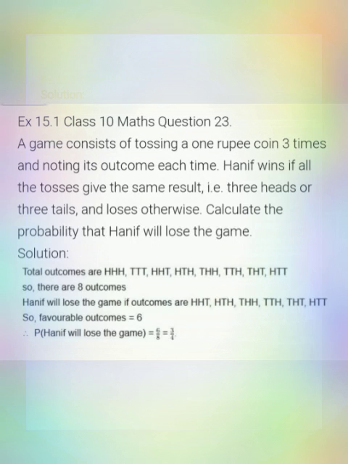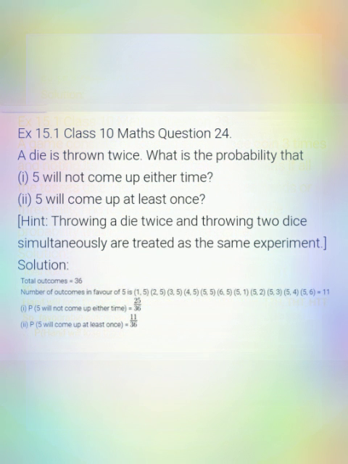But the question is, we are asked to calculate the probability that Hanif will lose the game. So that means P of E naught. How can you calculate P of E naught? P of E naught equals 1 minus P of E. If Hanif wins the game, the probability is 1 by 4. So if Hanif loses the game, 1 minus P of E equals P of E naught. So 1 minus 1 by 4 is 3 by 4. 3 by 4 is the answer. Now shall we move on to the next question, students?